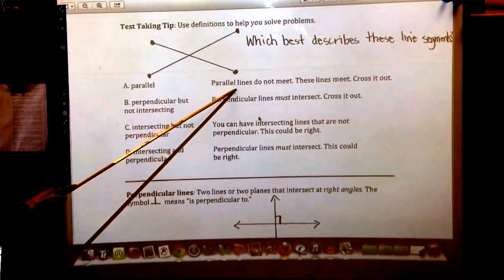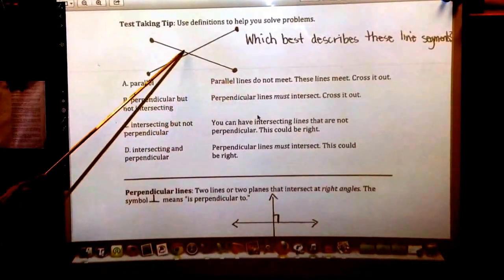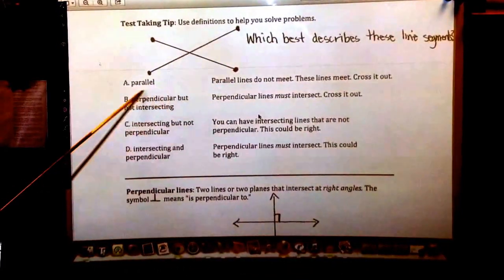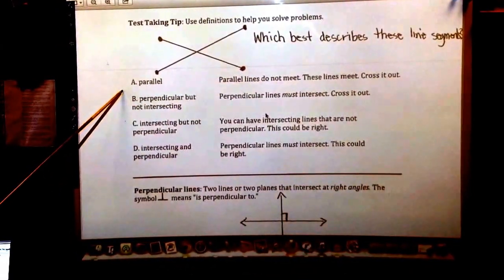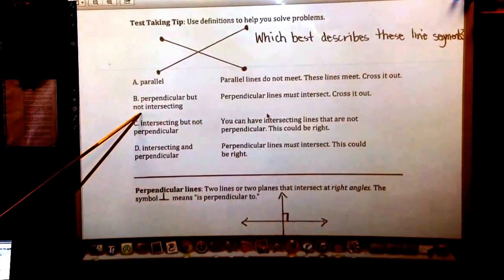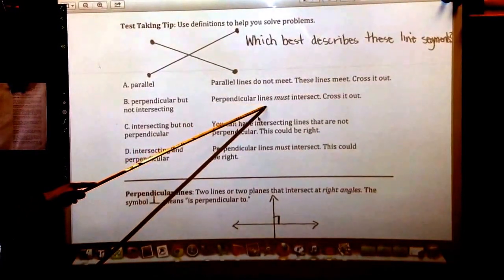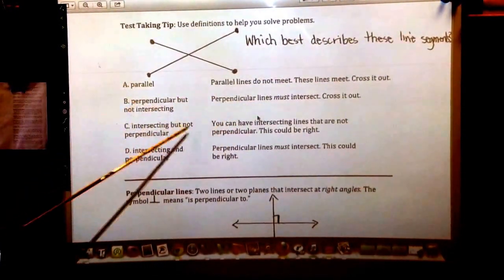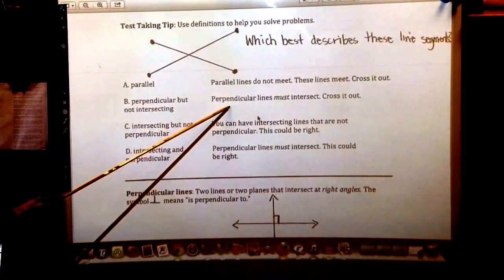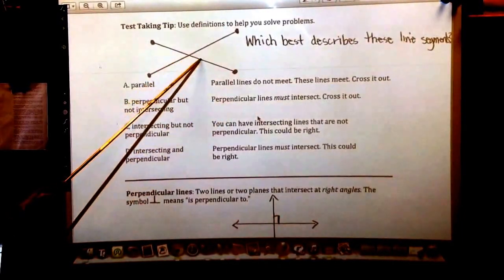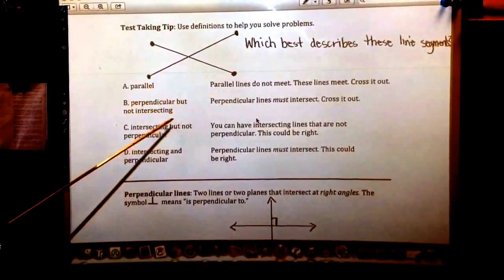We know that parallel lines do not meet. These lines do not meet, so you would want to cross out parallel. Perpendicular but not intersecting. Perpendicular lines must intersect, plus we know that perpendicular lines should form a right angle. These do not form a right angle, so we need to cross this out.